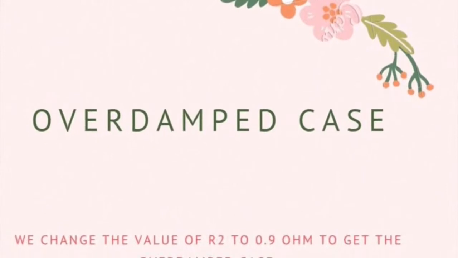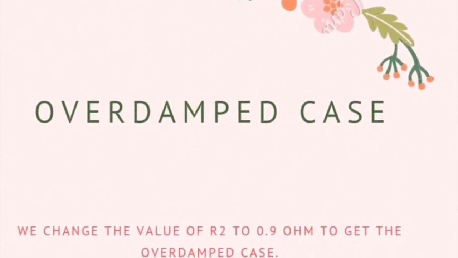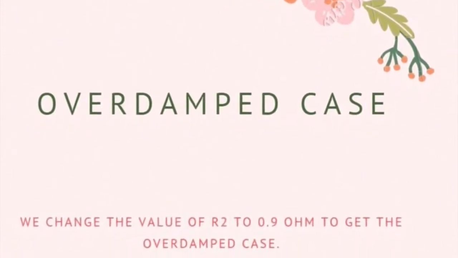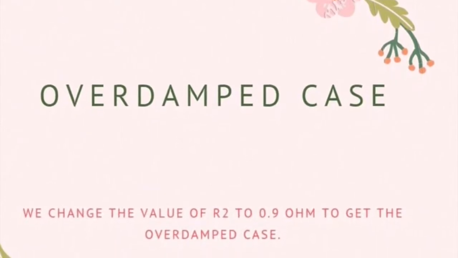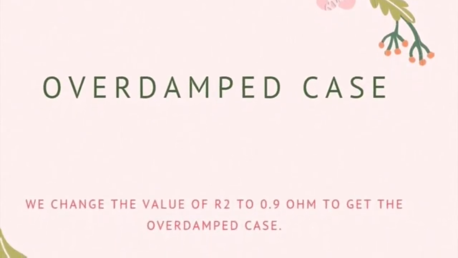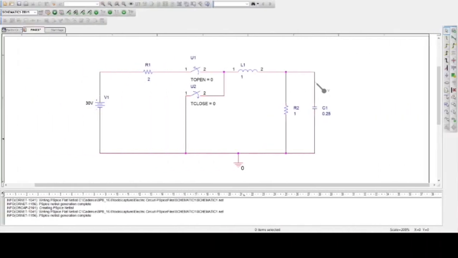For the third case, which is the overdamped case, we change the value of R2 to 0.9 ohm. We change the value of R2 to 0.9 ohm to get the overdamped case. So we run the circuit, and the value of voltage and current will be shown for each component.